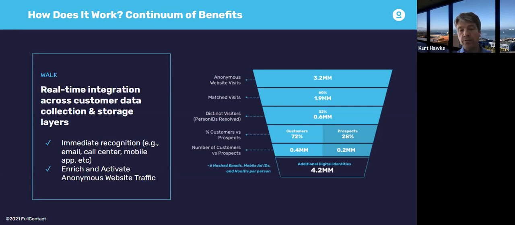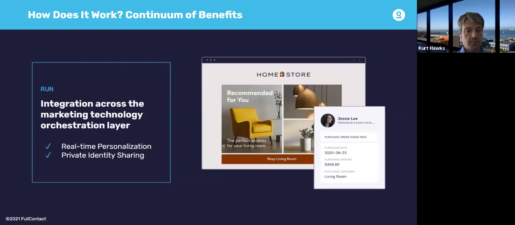And then we provided 4.2 million additional digital identifiers to provide more opportunities to reach those visitors and message them in the right way, whether they're a customer or a prospect. So incremental recognition at the moment in which the consumer or prospect chooses to interact is what we think about in terms of the walk stage. And the next slide. So the run stage is really about plugging into the orchestration layer.